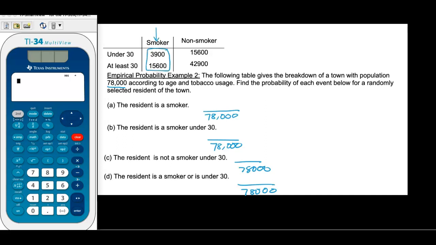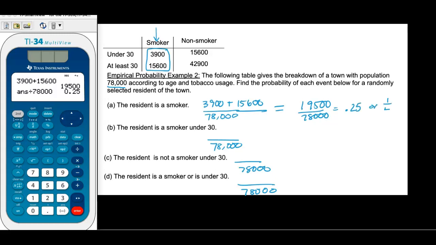So we can take both of these numbers, so 3,900 plus the 15,600, and add those both together. So 3,900 plus 15,600 gives us 19,500 divided by the 78,000. And we get 0.25 as a decimal, or we could say 1/4 as a fraction, or even 25%. So there's about a 25% chance that the resident is a smoker.